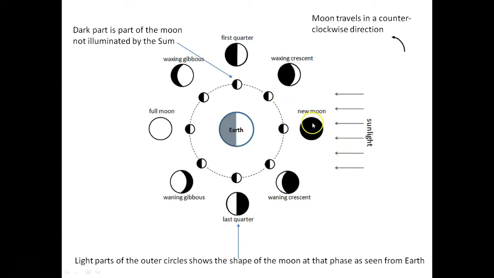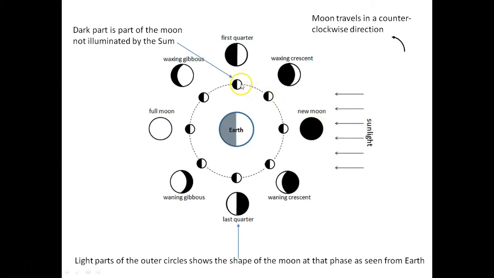My dark parts here are what I don't see. So this is my moon. This half of the moon is in dark because the sun's rays don't hit it. This half of the moon is in light because the sun rays do hit it. But because none of the reflected rays go from the moon to the Earth, it's dark. And so my new moon would appear completely dark.